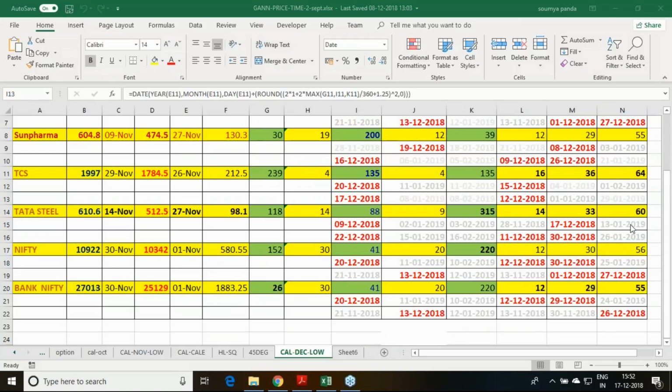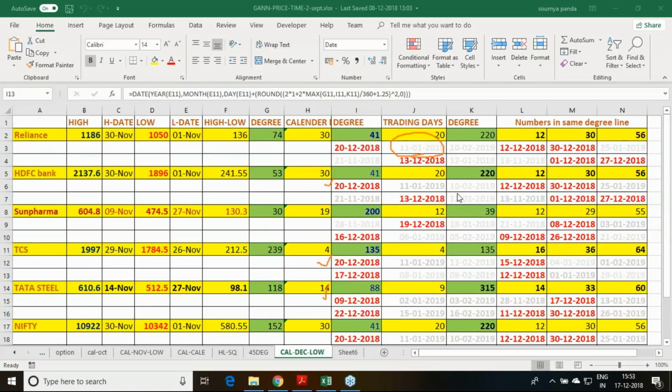And these trend reversals' bigger price movements you can experience if the market is in a trending zone. We are in a consolidation zone, so we will be expecting very small movement, maybe 1 or 2%. Similarly, we are expecting the trend reversal in Nifty on the 20th, Bank Nifty also on the 20th. TCS also falls on the 20th, and for Sun Pharma one more trend reversal day is coming on the 19th, and you can see other stocks also.